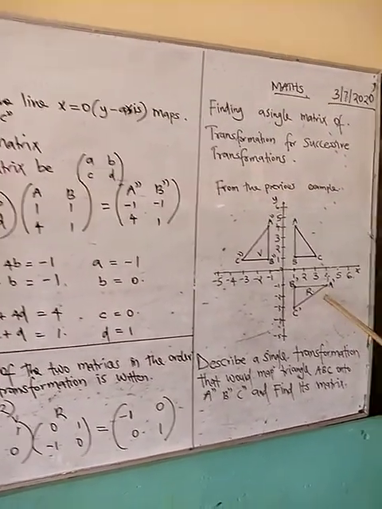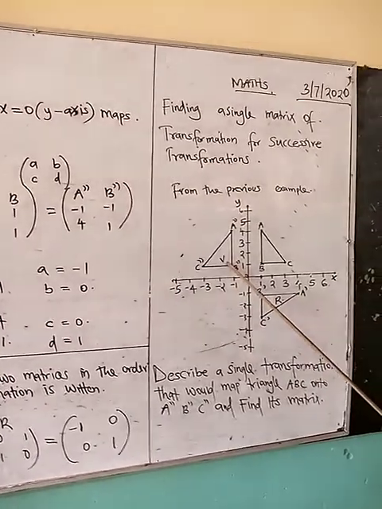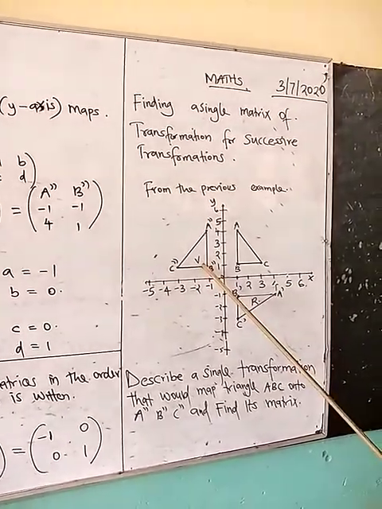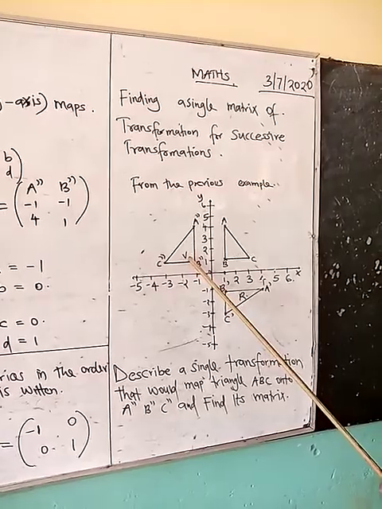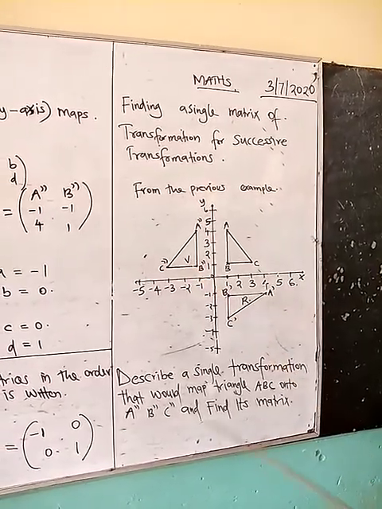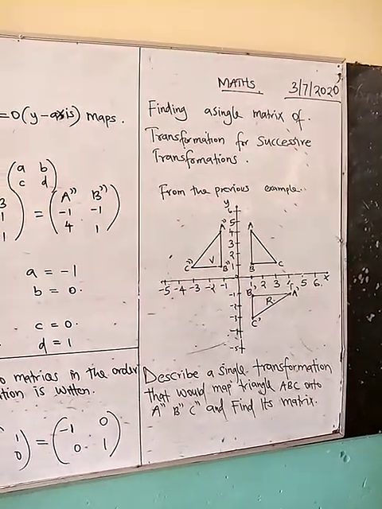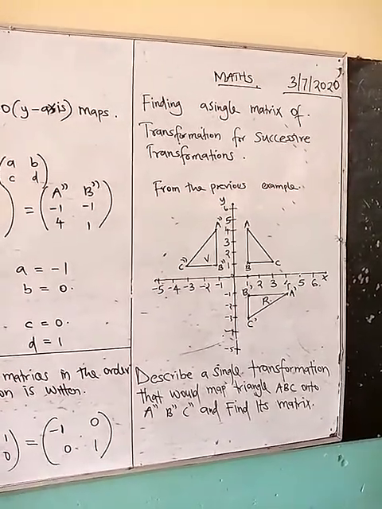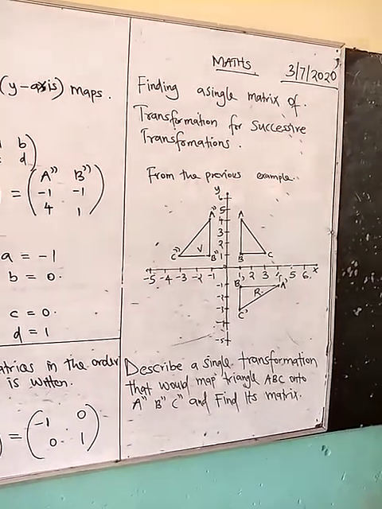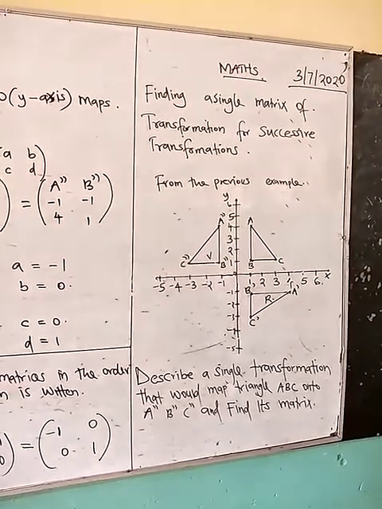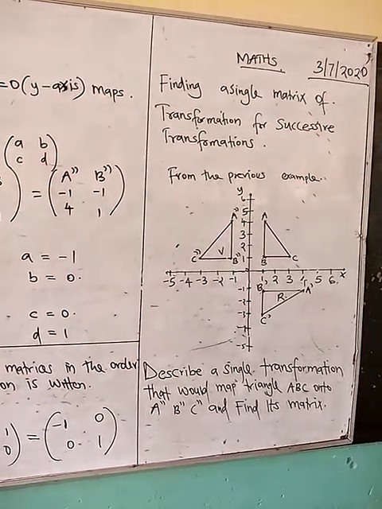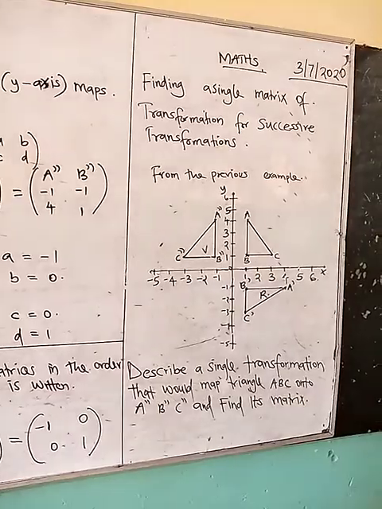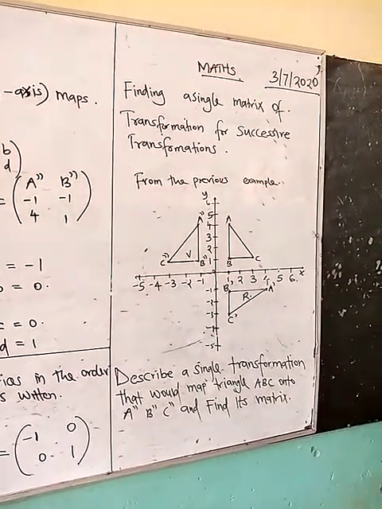Then this matrix is followed with another matrix V that is a reflection in the line y = x, and the matrix that represents a reflection in the line y = x is 0, 1, 1, 0. That is the matrix that represents a reflection in the line y = x.